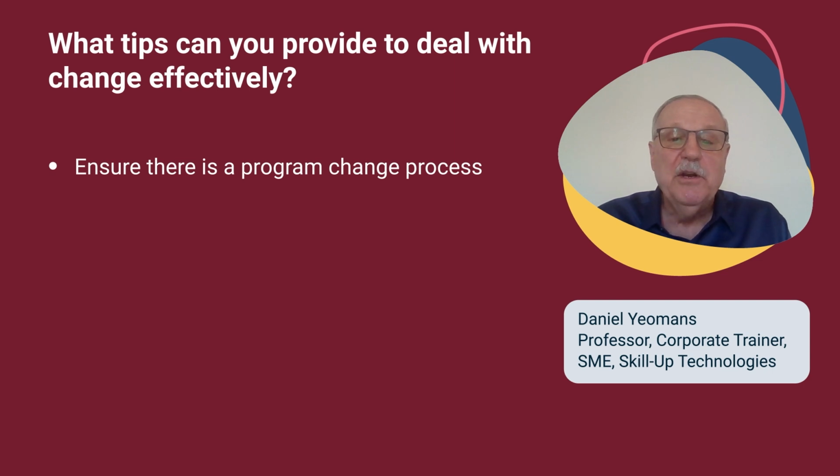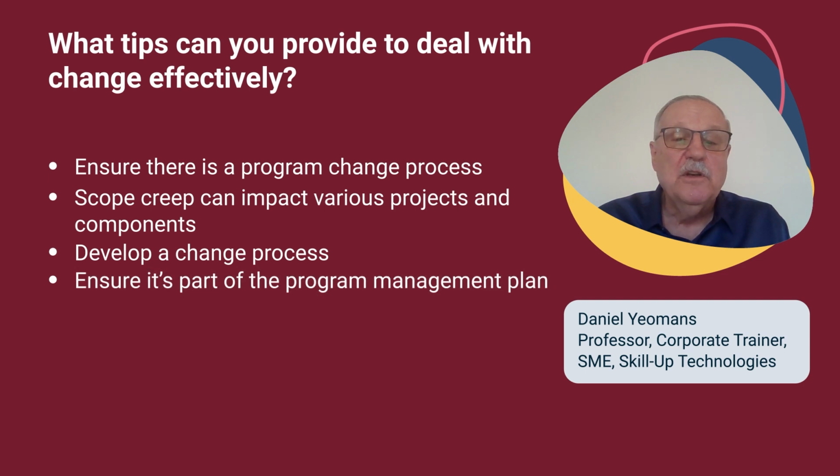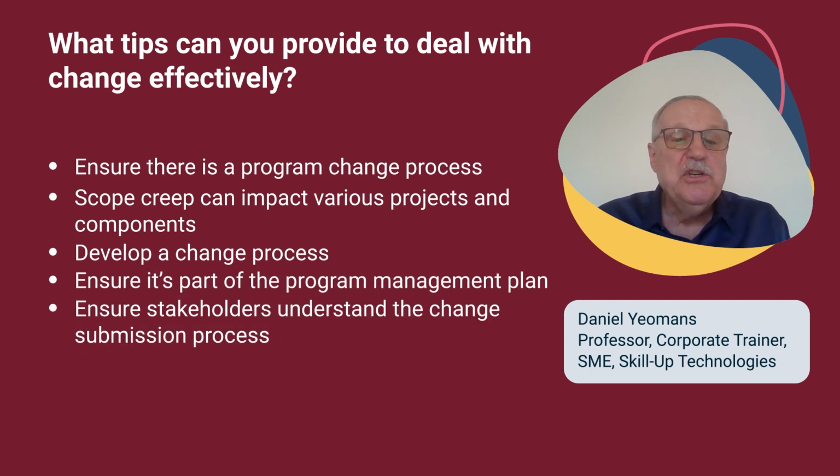I'm sure you've probably heard of project scope creep. Well, scope creep can happen at a program level as well. And if scope creep occurs at a program level, in all likelihood, it's going to impact a number of individual projects or other components that all need to come together and integrate for the program to be successful. Develop that change process. Ensure it's part of your program management plan. Ensure all key stakeholders understand the process for submitting changes and the approval process as well.